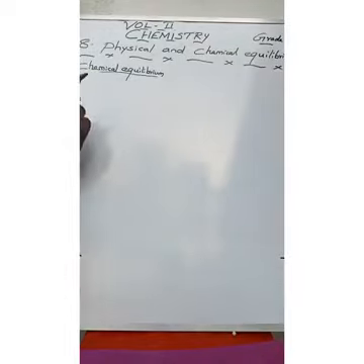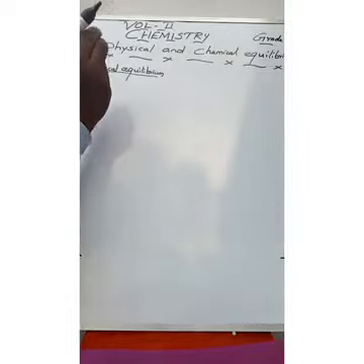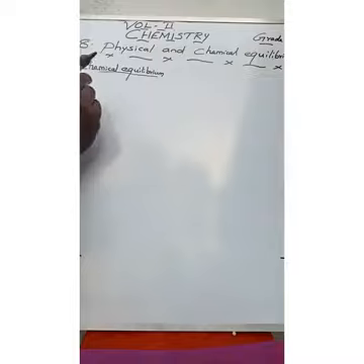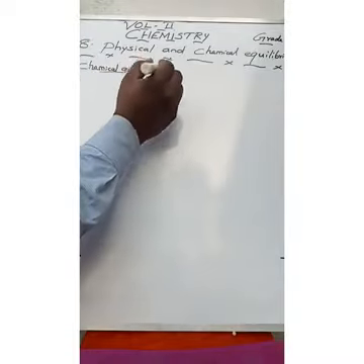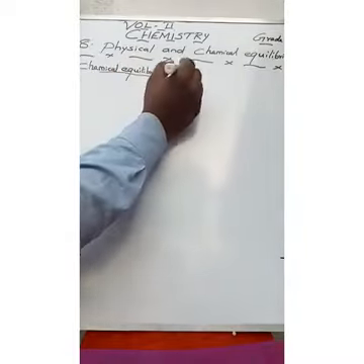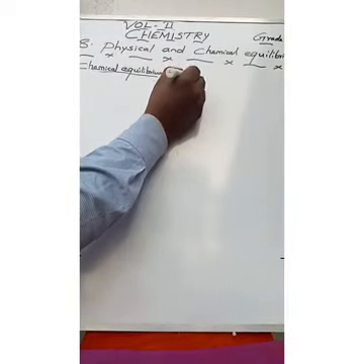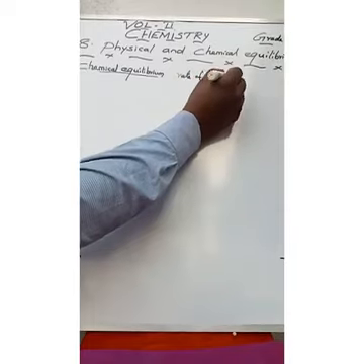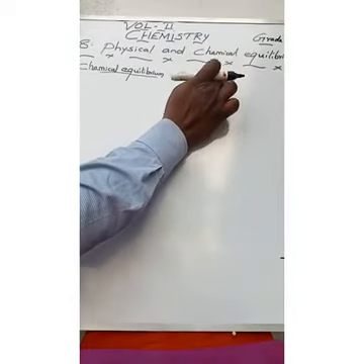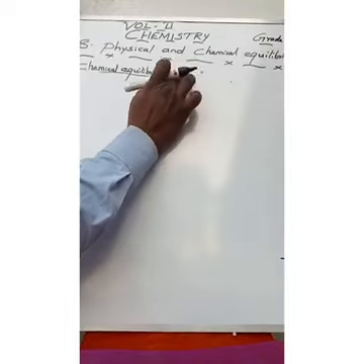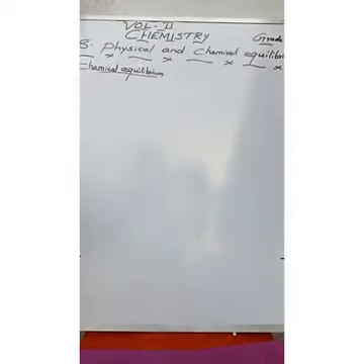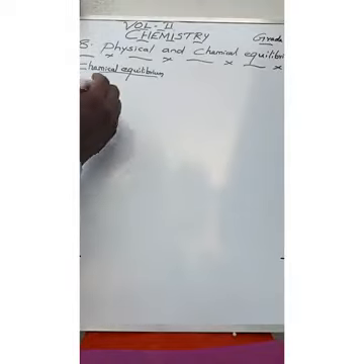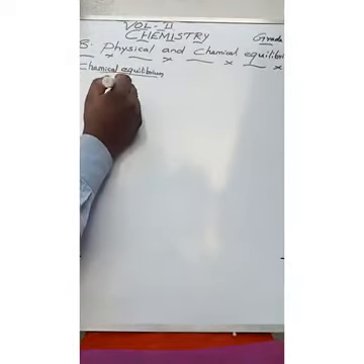Chemical equilibrium is a state in which the rate of the forward reaction is equal to the rate of the backward reaction, otherwise called the reverse reaction. What is the rate of the forward reaction? Forward. What is the rate of the reverse reaction? Backward.